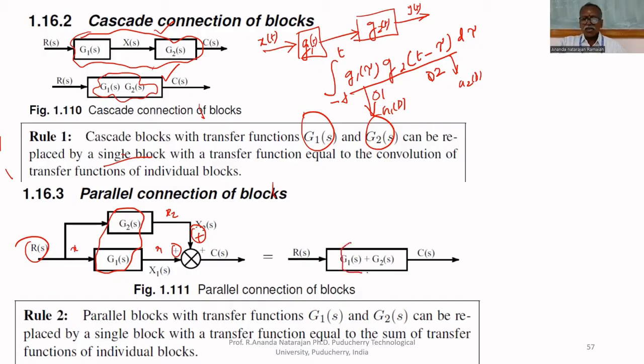Therefore, the equivalent transfer function C of S upon R of S is equal to G1 of S plus G2 of S. They can be summed together. Parallel blocks with the transfer functions G1 of S and G2 of S can be replaced by a single block with the transfer function equal to the sum of the transfer functions of the individual blocks. That is the second rule.